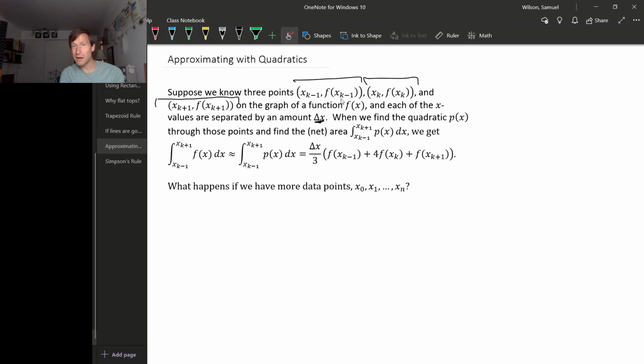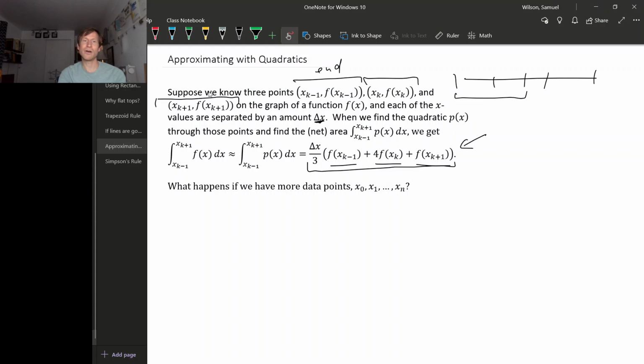Then if you find the parabola that goes through the 3 points and then find the area under that parabola, here's what you get. Turns out that it's actually pretty nice. It's just delta x over 3 times the first function value, 4 times the second function value, and the last function value, all added together. So this is a surprisingly nice formula, I think. So this is just for a single pair, for 3 data points, which remember is a single pair of subintervals. When we break our subintervals into pieces, each pair of subintervals gives us one of these parabolas.